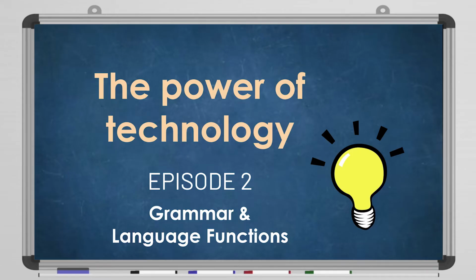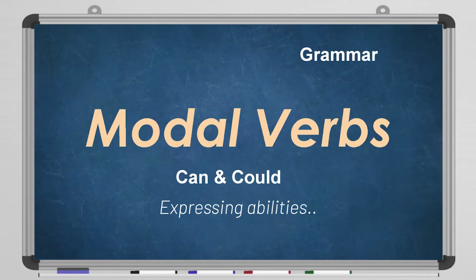In this episode, we will learn all about grammar and language functions. We will start with grammar. For this episode, you will need your student's book. What do you know about modal verbs? Modal verbs are words we use to express something. For example, can and could. We use can and could to express abilities.